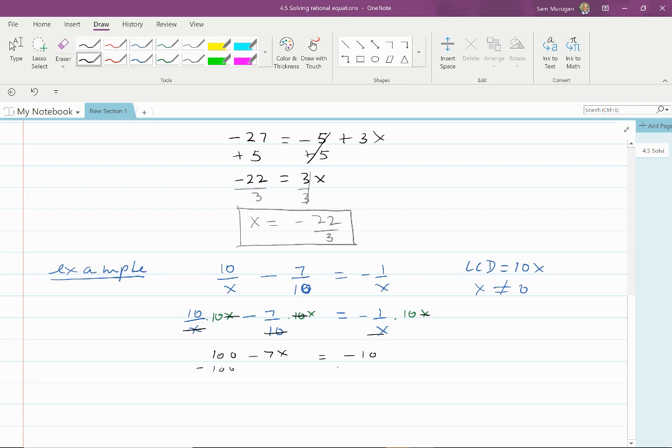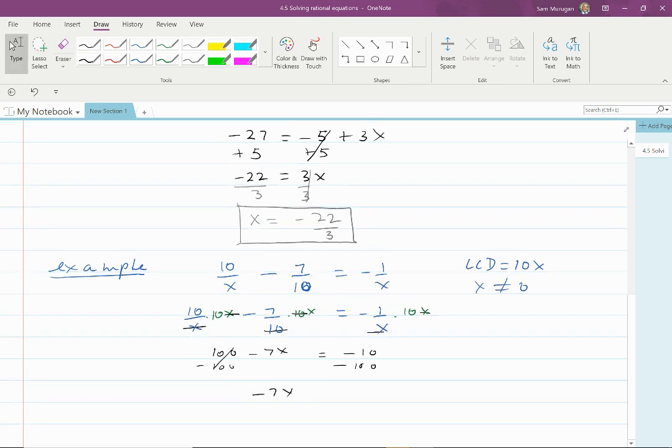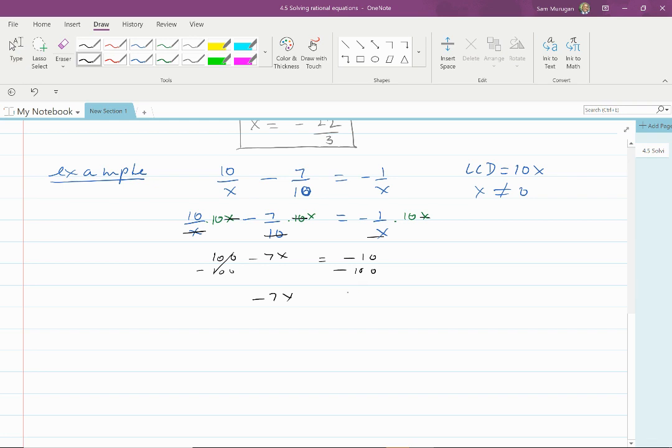Take away 100 from both sides to give negative 7x is equal to negative 110. And then divide both sides by negative 7. So x is equal to, a negative cancels out with negative to give positive 110 over 7. That cannot be reduced, so our answer is done right there.